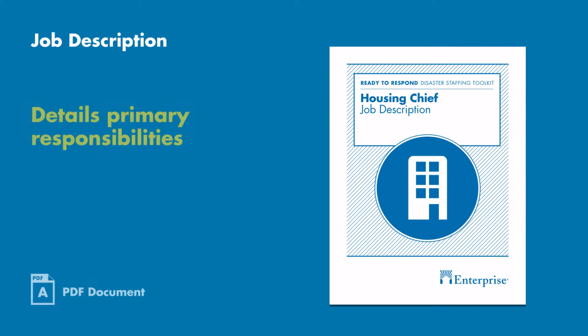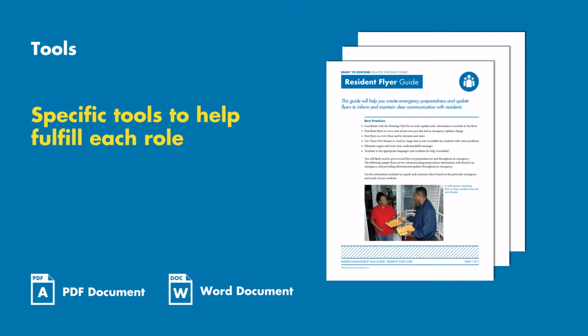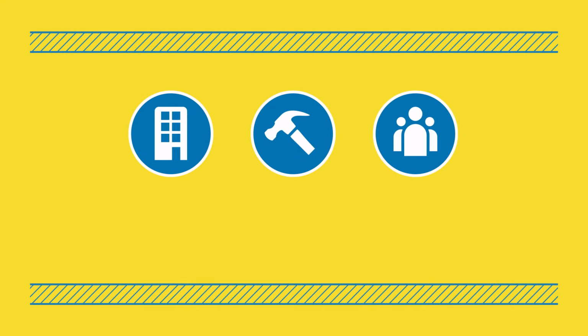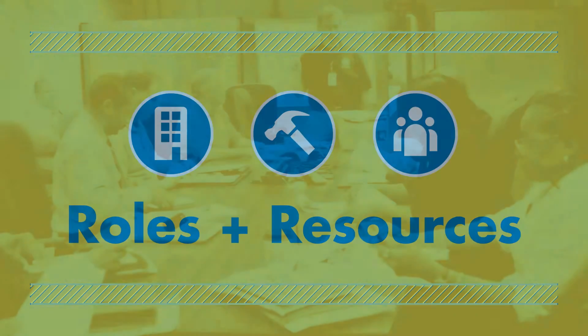Job descriptions detail the primary responsibilities of each role. Job action sheets include specific tasks to be completed over 8 operational periods, before, during, and after a disaster. Created in Microsoft Word, these can be easily adapted to your organization's needs. Tools include guides, worksheets, and checklists to help successfully complete each role. Now, let's look at the 3 roles and the resources to support them.